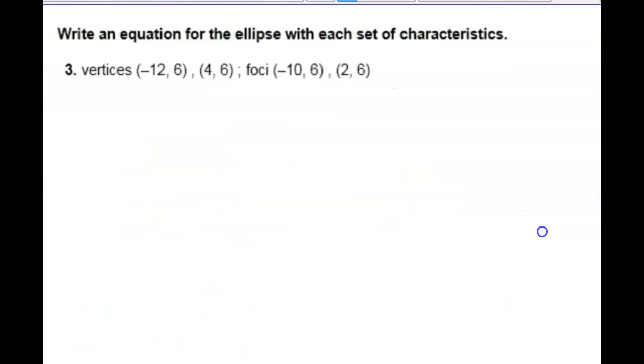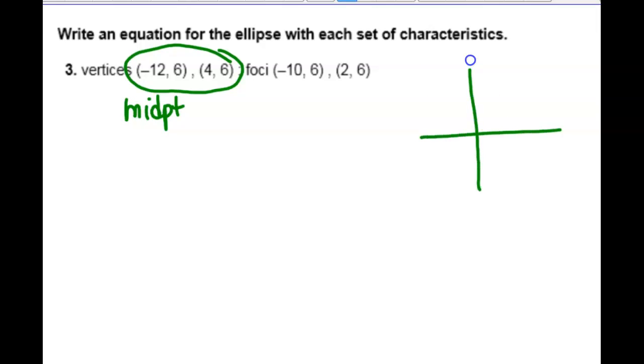Number 3, oh, this is an icky question. I feel like I should skip this one, but I won't. If these are the vertices, we need the midpoint. Here, I'll do my sketch quick. Negative 12 and up 6, and positive 4 and up 6. Those are the vertices. So I don't know what this thing looks like, but it's going like this, okay? So how do you find the midpoint?